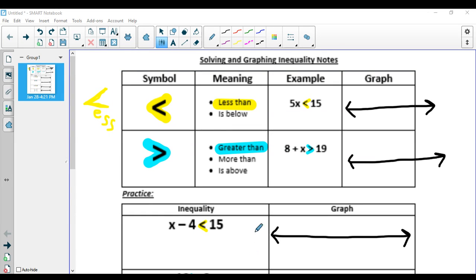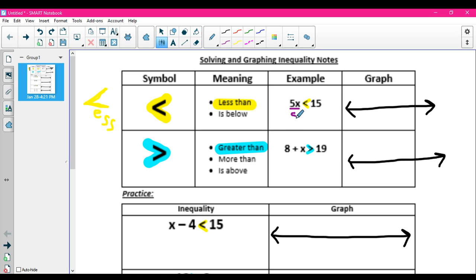Solving and graphing inequalities. So for this first one here, this is the less than symbol. We have 5x is less than 15. I can divide both sides by 5 to isolate the x so that we can figure out the solution. When we do that, we end up with x is less than 3 because 5 divided into 15 is 3. So what that means is all the numbers in the world less than 3 could be an answer.